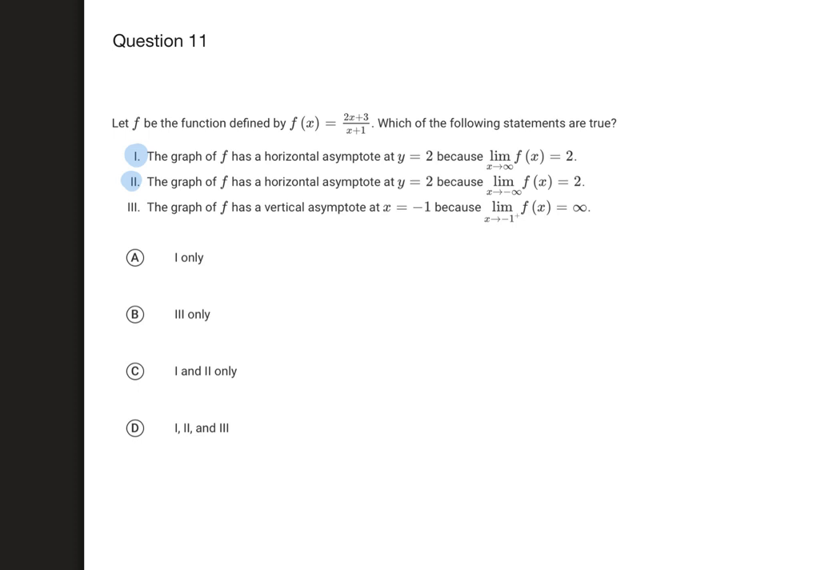Okay, the last one is talking about a vertical asymptote at x equals -1. So there's definitely a vertical asymptote at -1 because -1 makes the bottom 0 but doesn't make the top 0. So let's see if it's because of the right reason. They say because the limit as x approaches -1 from the right is positive infinity. Okay, so let's do that trick. If you plug in -1 for x in the top, you get positive 1. So when x approaches -1, the top approaches some positive number.